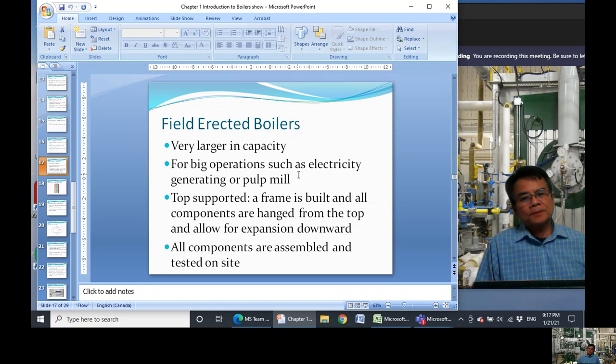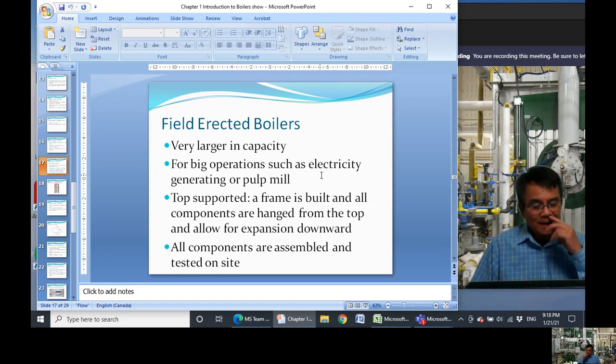Okay, now, for a boiler that big, if you put it on a support from the bottom, it might not work, something might collapse. There's lots of thermal stretch in there. This type of boiler is so big, when it expands, you need to have room to expand. Usually for this type of big boiler, they build a big frame first, use iron beams to make a frame, and they hang the boiler from the top, hang it down.